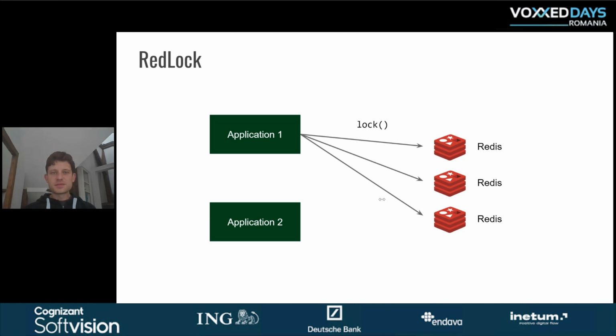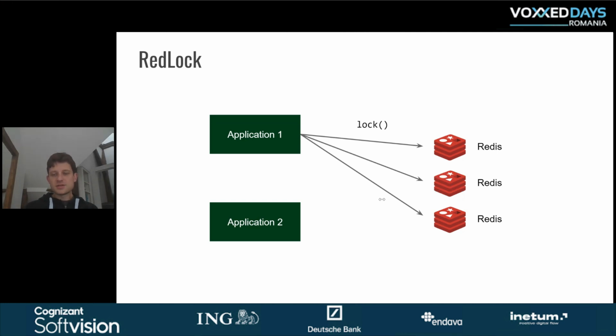And the algorithm is: on the client side, you try to sequentially acquire the lock on every instance, and if the majority of instances confirm the lock, then you have the lock. So the lock is only acquired if the client was able to acquire it on the majority of your Redis instances. So if one instance is down, it's not a problem, because application 1 will acquire the lock on Redis 1 and Redis 3, and that's the majority. We are still fine.